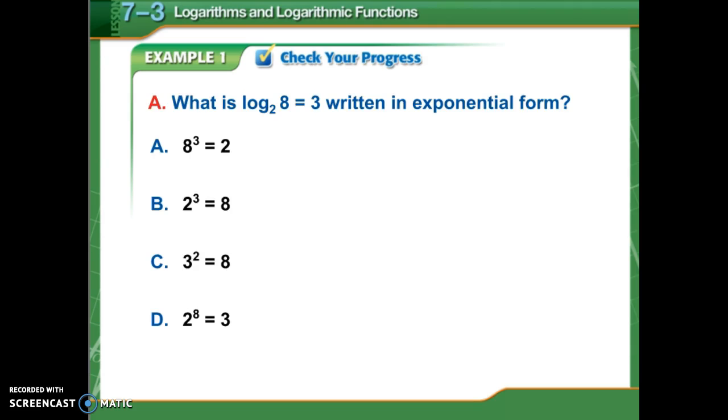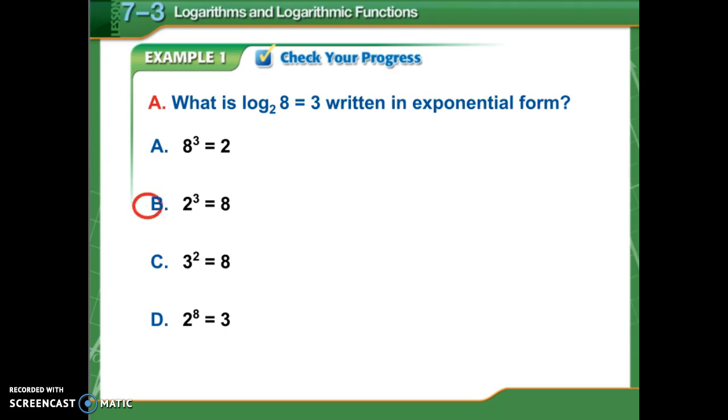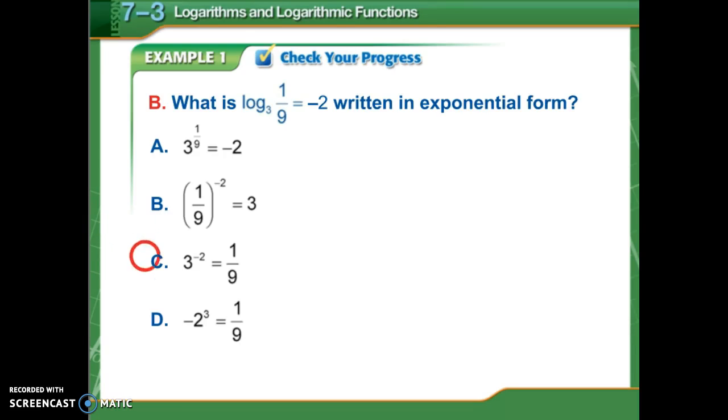Okay, check your progress. We're going to go through these pretty quickly. Part A, the answer is choice B: 2 to the third power equals 8. Part B, we have log base 3 of 1/9 equals -2. And looking at the answer, that's going to be choice C.